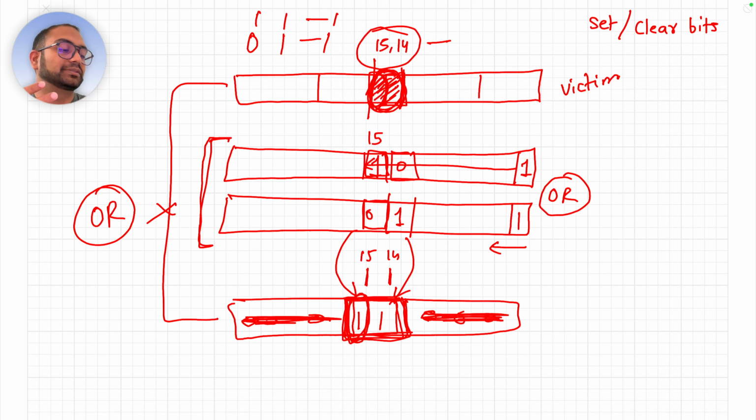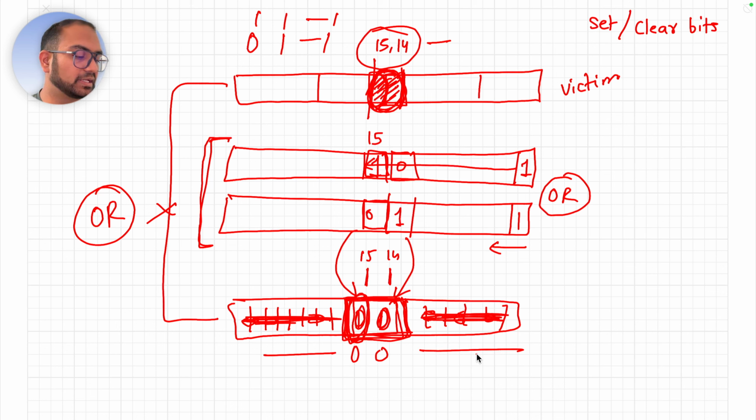Now what about clearing those bits, the 14th and 15th? How do you go about doing that? Well, for clearing, how about we had ones everywhere else except here? So the 14th and 15th were 0, and everything else was 1.